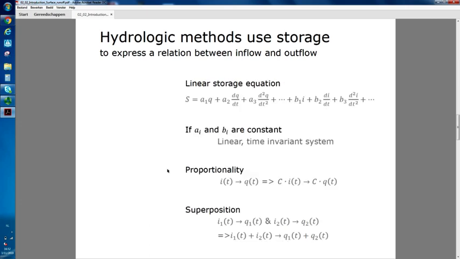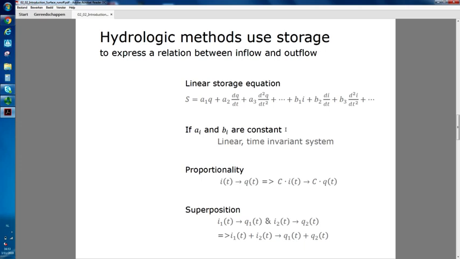Now, if these terms a_i and b_i are constants, we are working with a linear time invariant system. And this is also what we will use today in this exercise. We will assume that our system is actually linear and time invariant.